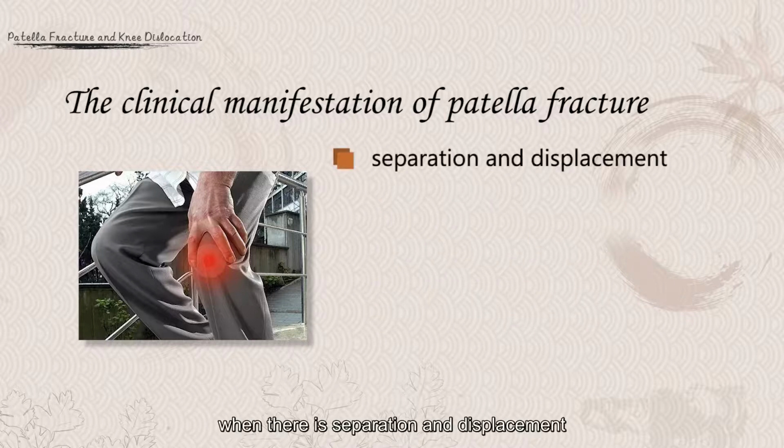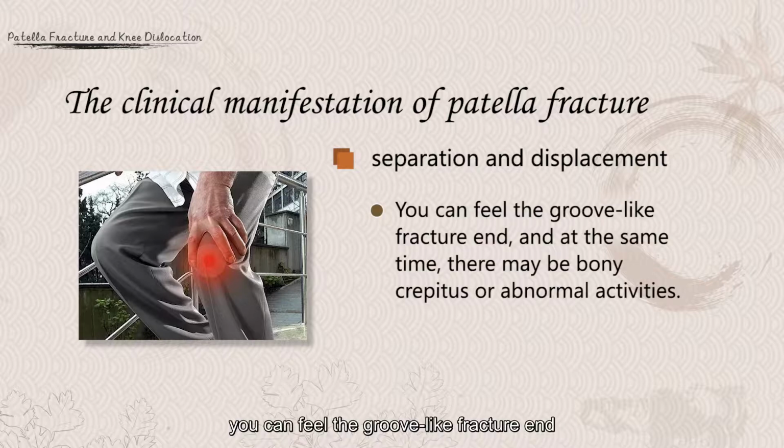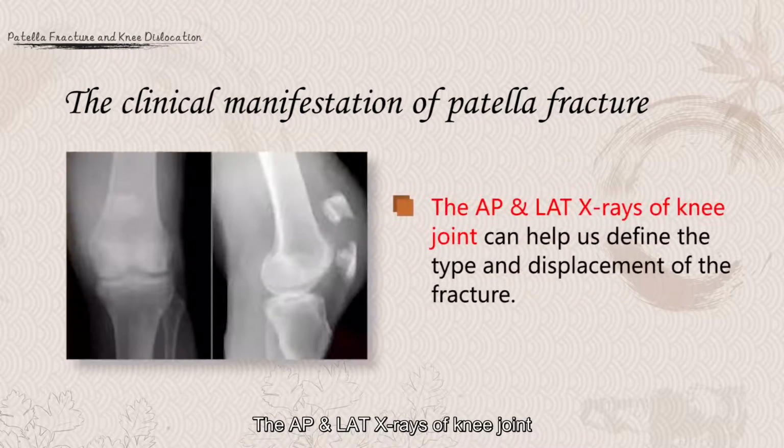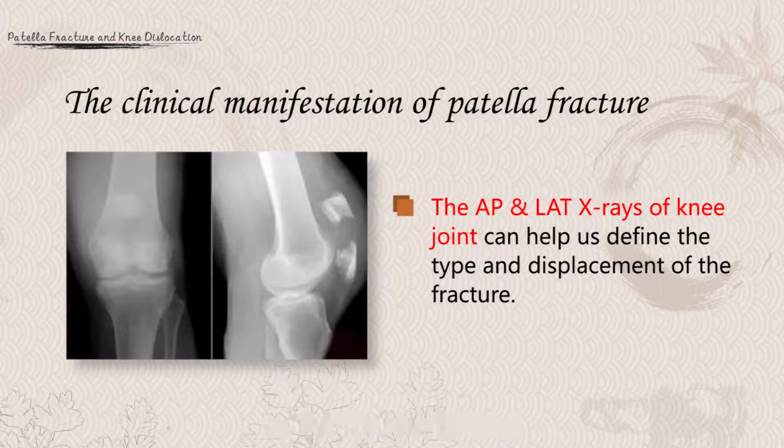However, when there is separation and displacement, you can feel a groove-like gap at the fracture. And at the same time, there may be bony crepitus or abnormal movement. The anteroposterior and lateral X-rays of the knee joint can help us define the type and displacement of the fracture.